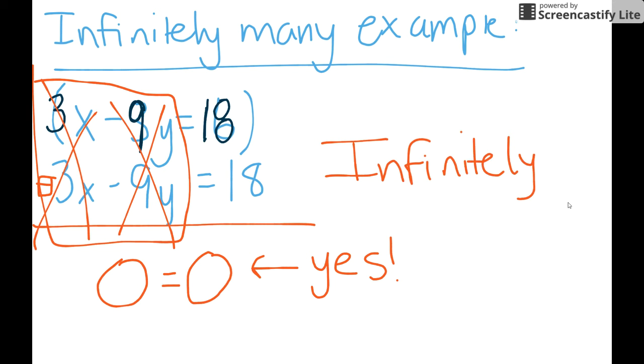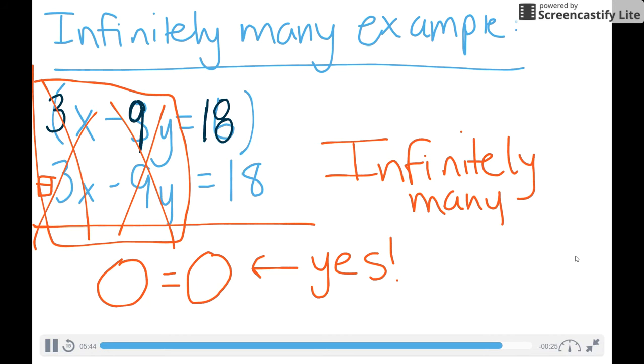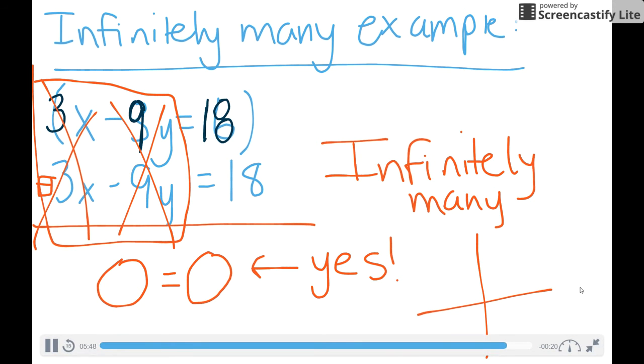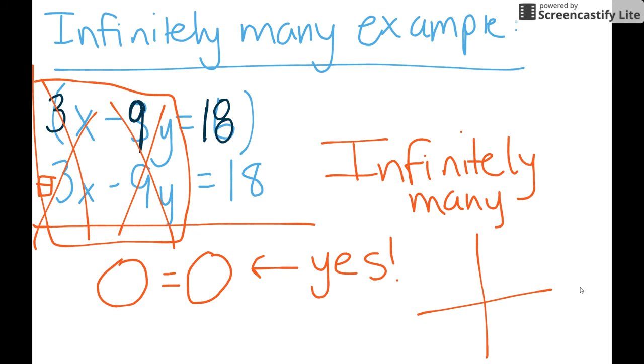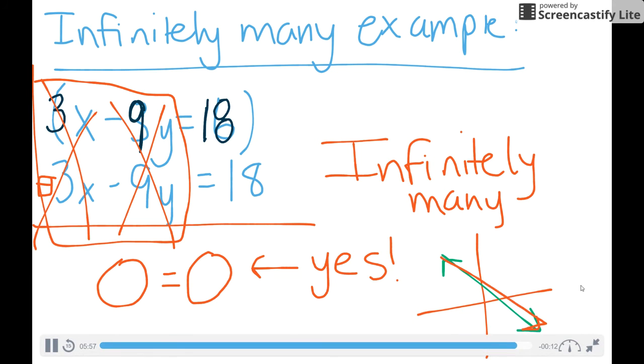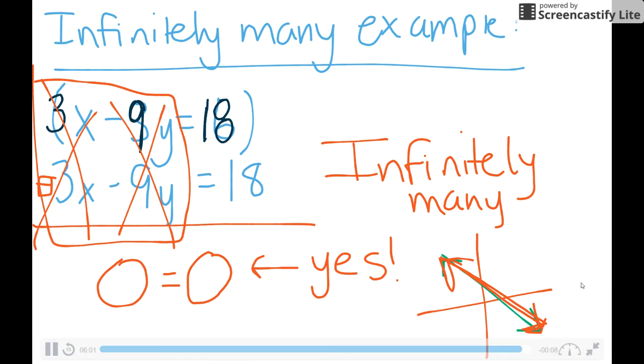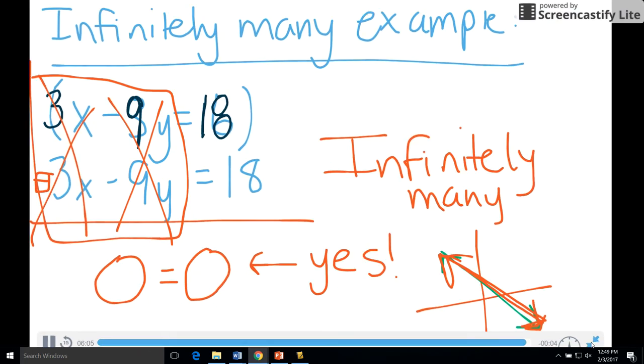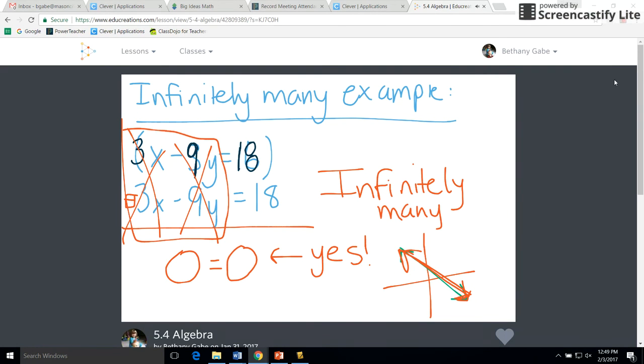So if I actually graphed those two lines, they would be the exact same line. I would go to graph the first one, it might look something like this, and then I go to graph the second one, and it's right over top of the other one. So it means every single dot is going to land on every other dot.